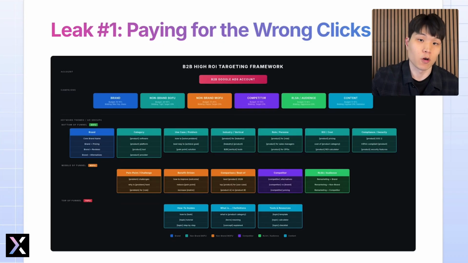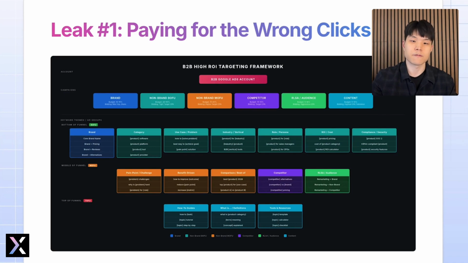The first leak happens before a prospect even sees your landing page. It happens when you're paying for the wrong clicks. Budget gets wasted on your own brand terms and campaigns that aren't prioritized by buyer intent or ROI. A lot of agencies will bid on your own brand name to make the reporting look good, but these are often leads you would have gotten anyways, and you're paying for clicks that you already owned.